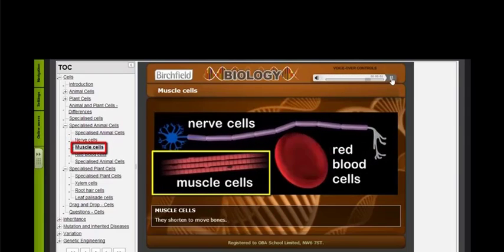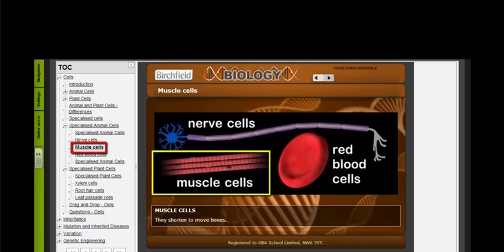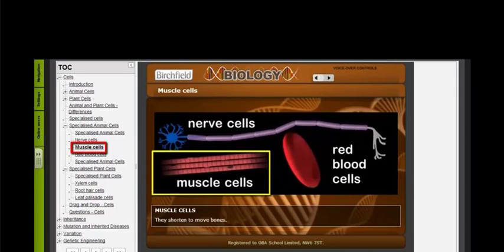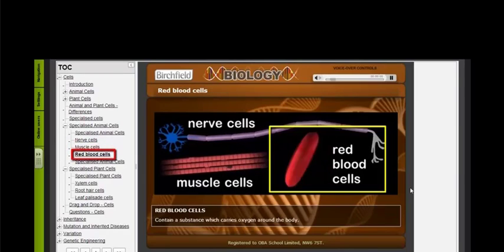Muscle cells shorten and extend to move bones. They are gathered together in tissues, and these tissues made up of many muscle cells are what we call the muscles. They contract and relax to move bones, and that is how movement happens in the body.